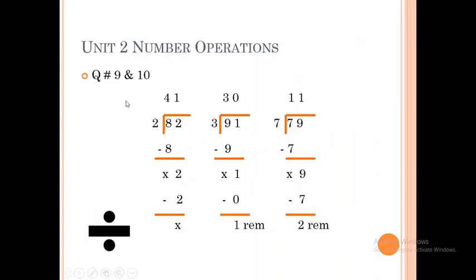Now questions number 9 and 10. I have solved 3 examples here for you. Step by step you will solve. You will first solve the tens, then you will solve the next number, that is the ones. First you will divide the tens, then you will divide the ones. 82.